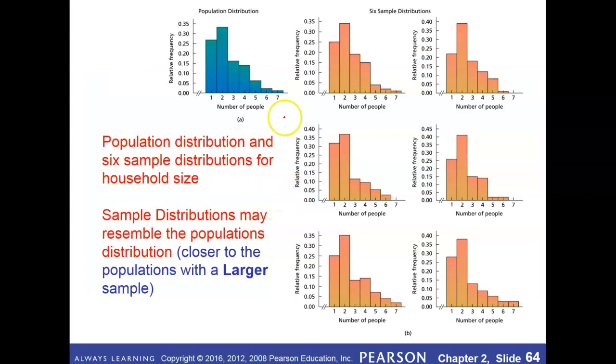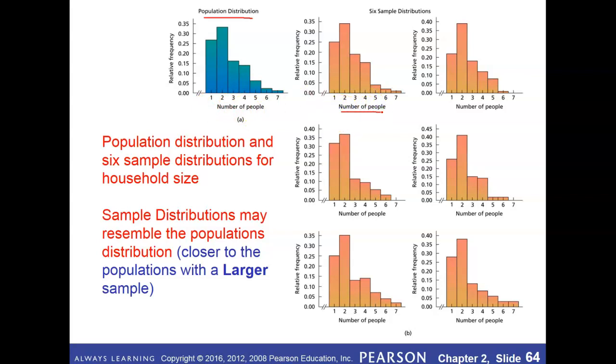So there's a little bit of a difference there, but I want to show you how these are related to each other. So here we have the population distribution. This is the number of people. Here's a relative frequency, and this would be like the number of people in a household. So population distribution, and here you see 6 different samples of household size.